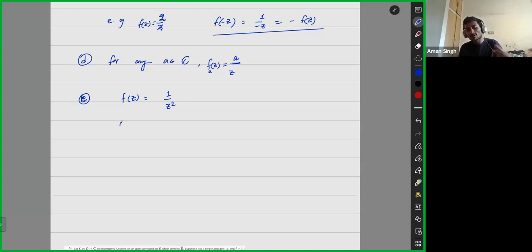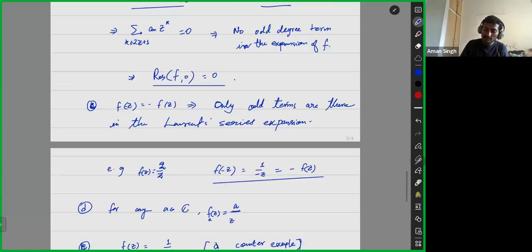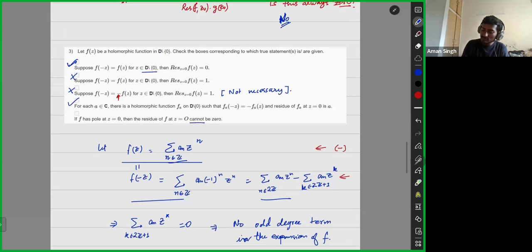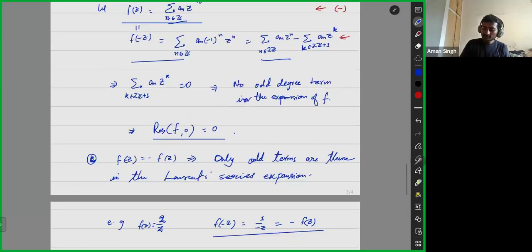What happens if you take the Laurent series expansion for this function? There will be no separate expansion; the same function is its Laurent series expansion, 1 by z square only. So there is no first negative degree term, and we are done. This is a counterexample, right? It has a pole, but the residue can be 0. This means the option is wrong, because it says that it cannot be 0.